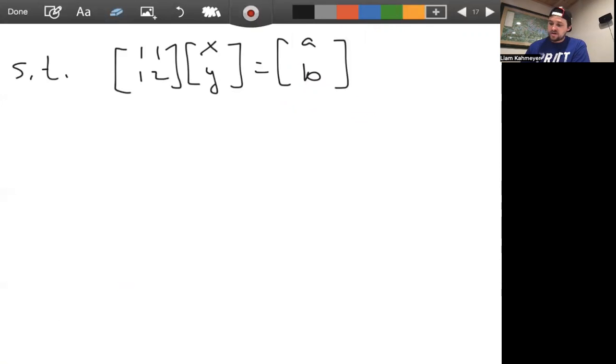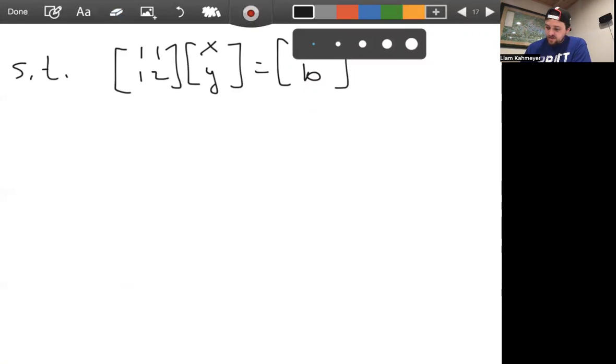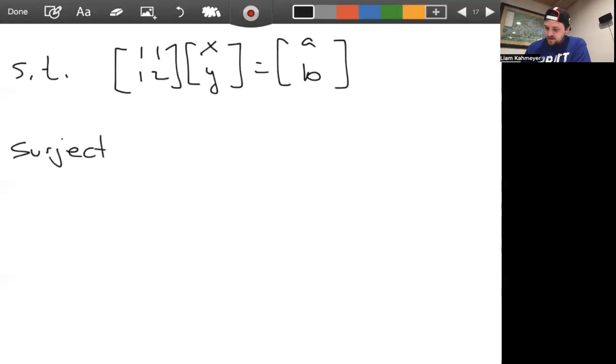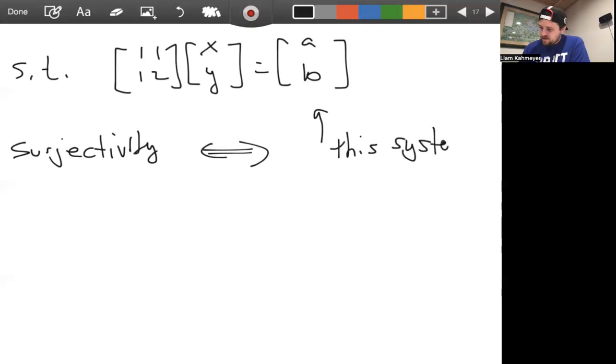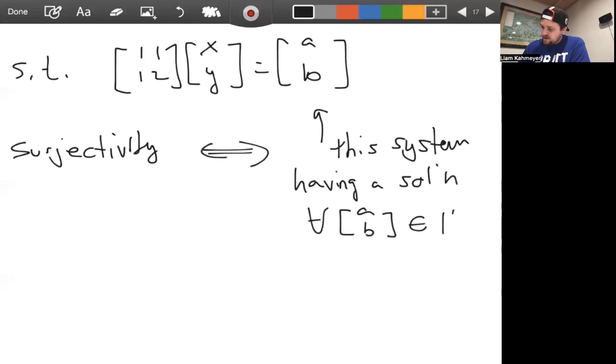Well, then in that case, proving surjectivity is identical to saying, so here then, surjectivity is the same as this system having a solution for all A, B in R2, right? Because if there's no solution for some value of A and B, well, then that's a point in R2 or a vector in R2 that's not being hit by this transformation.